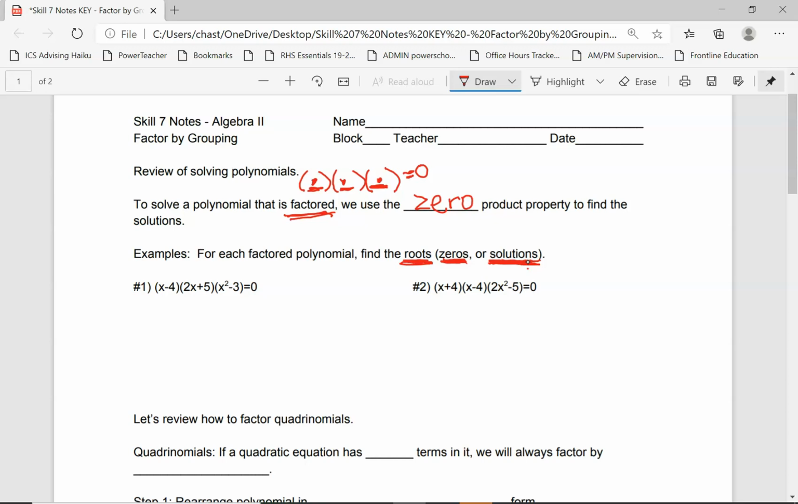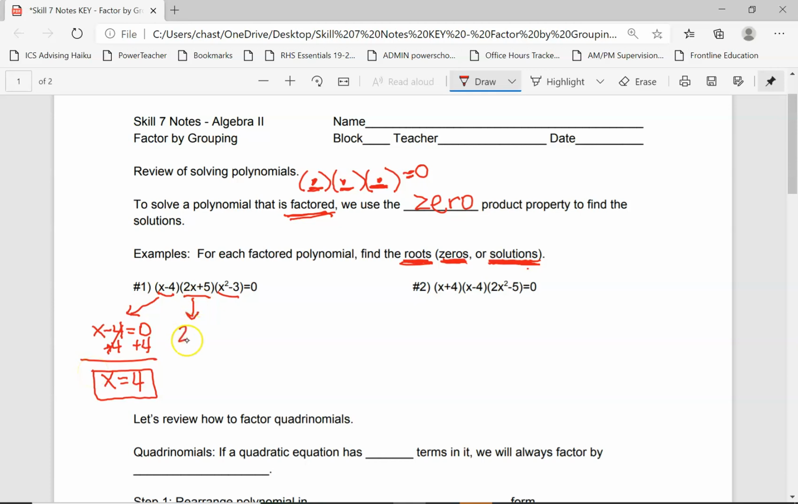All right, so in our first example, we have x minus 4 as a factor, 2x plus 5 is a factor, and x squared minus 3 is a factor, and it's already set equal to 0, so we can go directly to the zero product property. So I'm going to start with the x minus 4, and I'm going to set that equal to 0. Well, this one's pretty easy to solve. I'm adding 4 to both sides, so I get x equals 4. That will be one of our solutions.